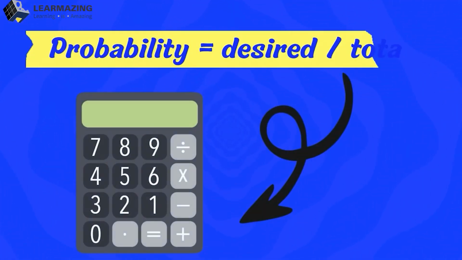Probability equals desired over total. Every time, that is it. Don't let the wordy nonsense scare you. Watch the patterns. SAT recycles the same questions but with different outfits. The more you drill, the more you will see the patterns.